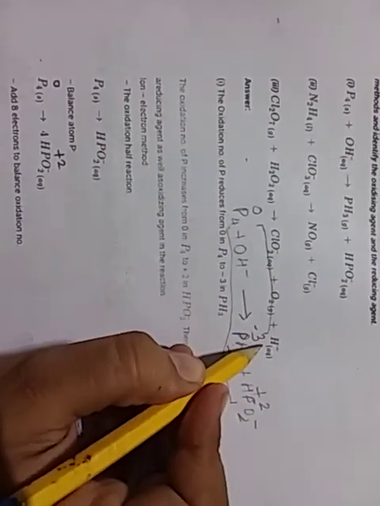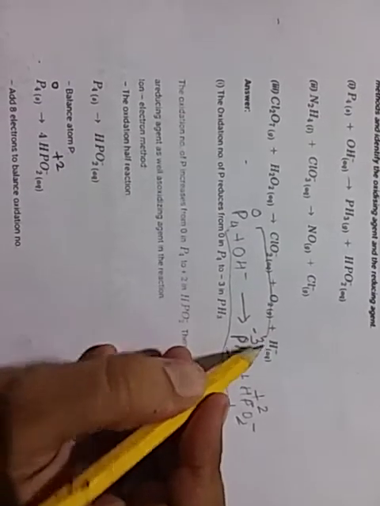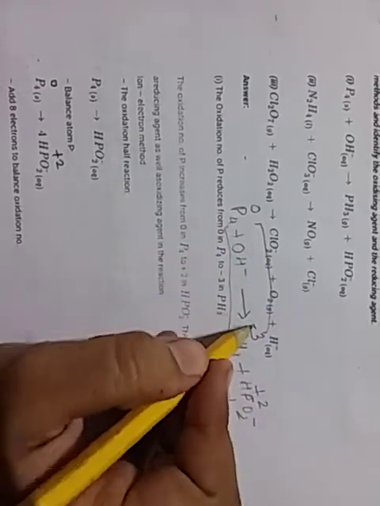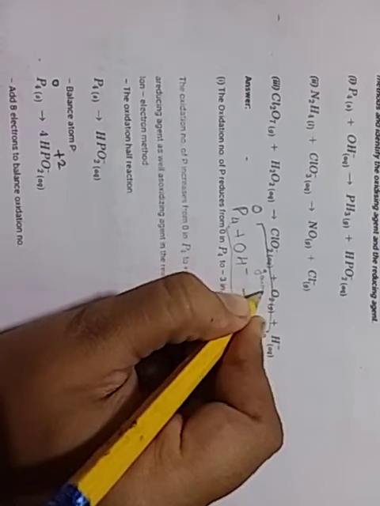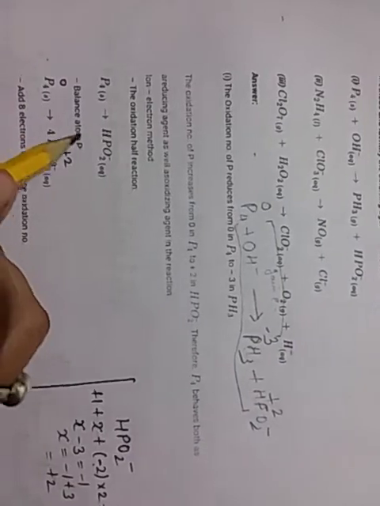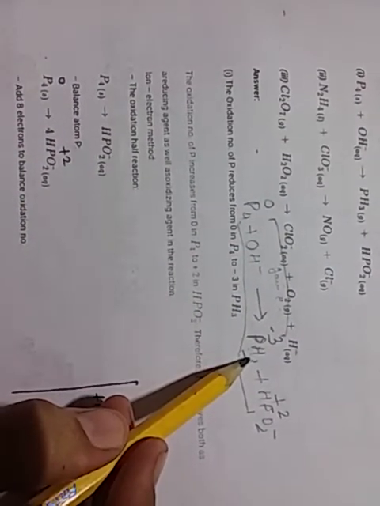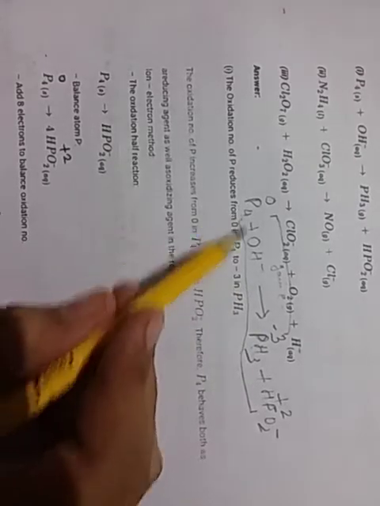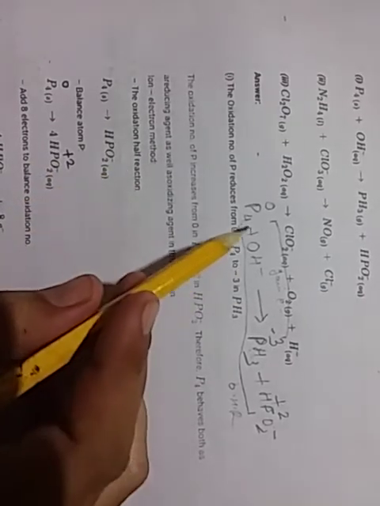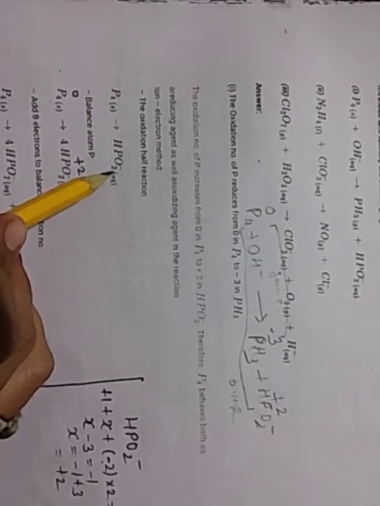So P4 to PH3 is 0 to -3, that means reduction, a gain of electrons. P4 to PH3 is the reduction half reaction. And P4 to HPO2 minus is 0 to plus 2, a loss of electrons, so it is the oxidation half reaction. First we write the oxidation half reaction: P4 converts into HPO2 minus.